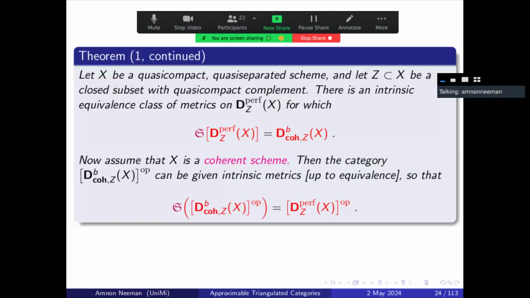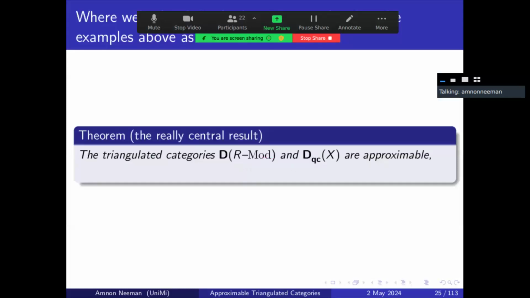Okay, so I've given you one theorem, but I tell you that this is just one of a whole string, and it's really part of a general theory. And what we should really be looking at is a much more general result. Everything I've said is really a special case of the fact that certain categories are approximable or weakly approximable.